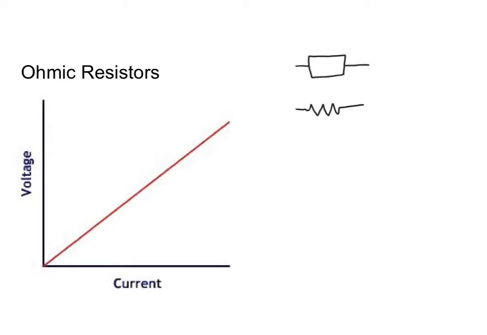So what happens is if we plot voltage versus current for that resistor, we get a straight line, as you can see over here on the left side of my screen. So our ohmic resistor is going to follow the law V equals IR, and R is going to be a constant. So V versus I will, of course, be that nice straight line.